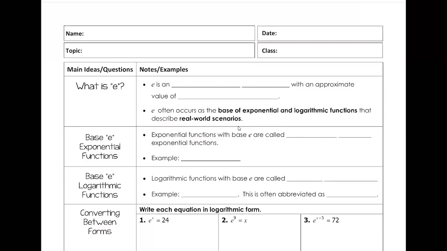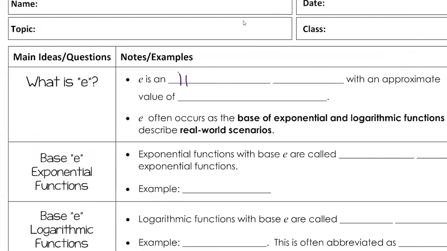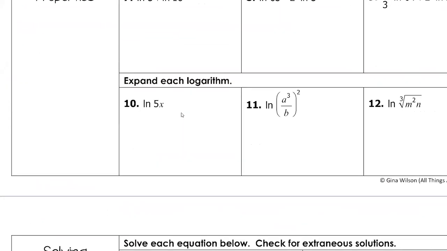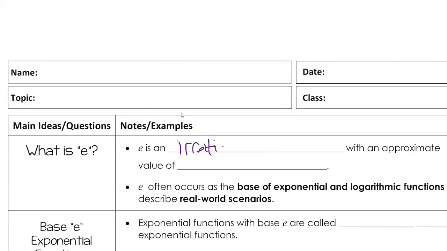We're going to see that this e is really important if you're talking about compound interest, so it's used in finance quite a bit. But e in these notes is going to be an irrational number, like pi. Remember, an irrational number is a decimal that goes on forever and doesn't repeat.